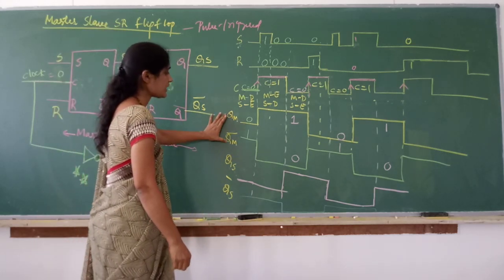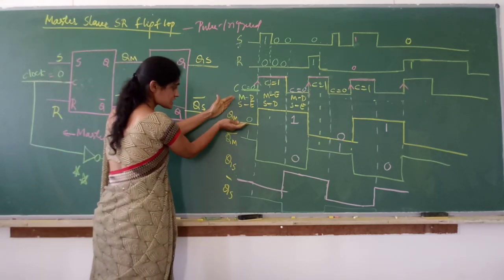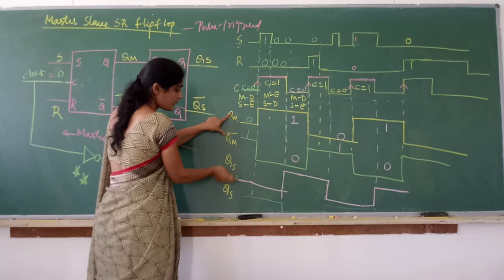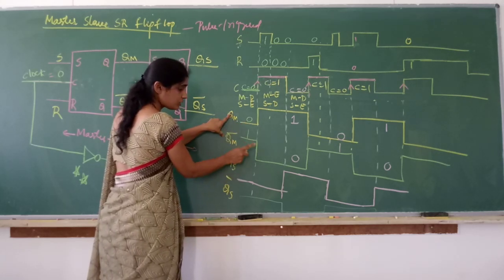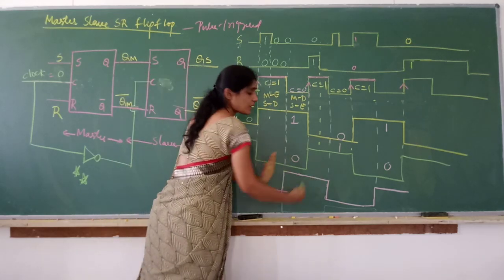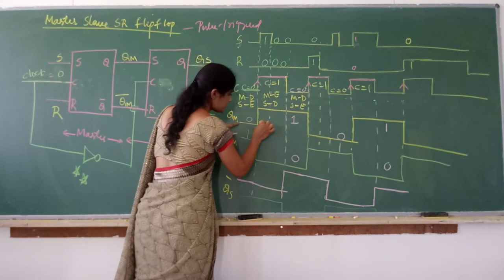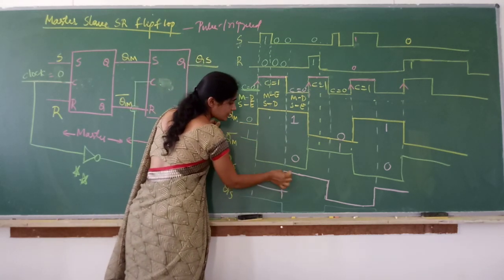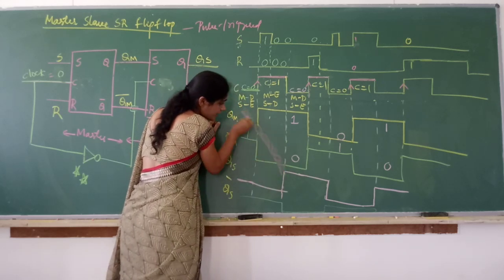This is QM bar, intermediate signal. This QM and QM bar, or I'll just take QM. You just compare QM and QS. QS outputs are same, but the only difference is, it is just like QM output is shifted by one pulse. See, QM is 0, then it is becoming 1. See, QS is becoming 0 and then it is becoming 1 here. So this QS output is completely shifted by one pulse.